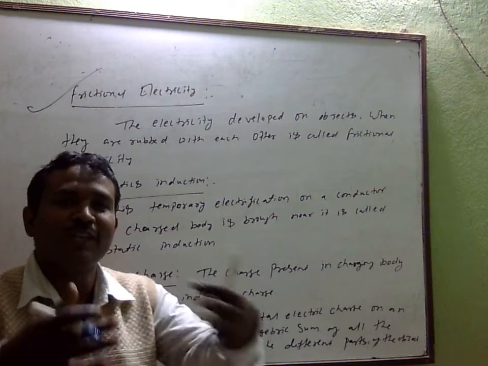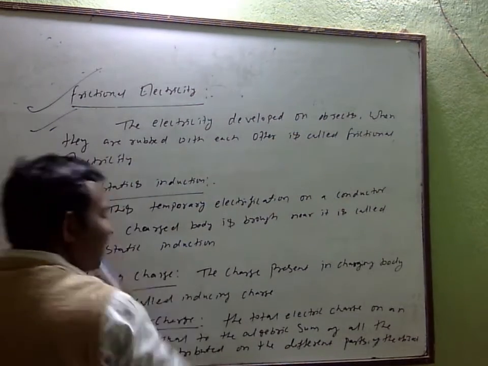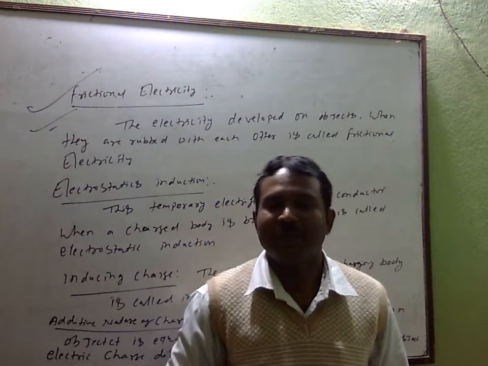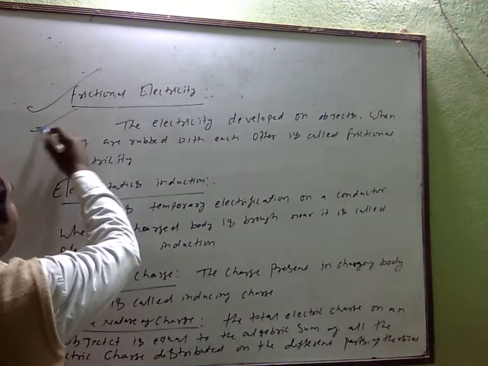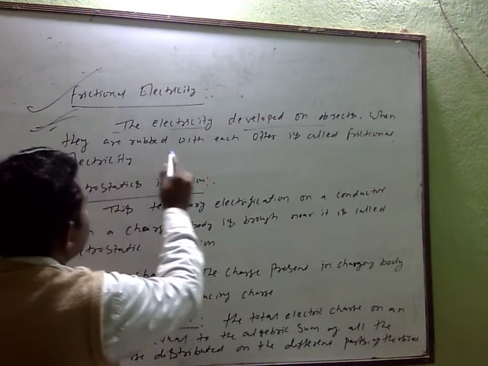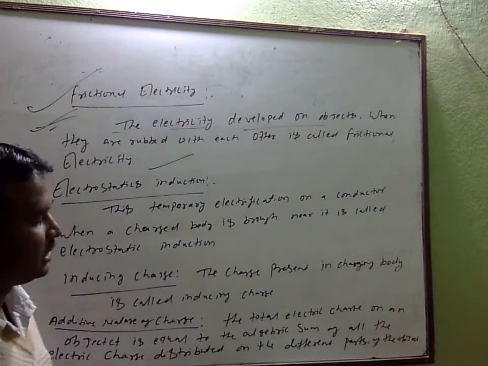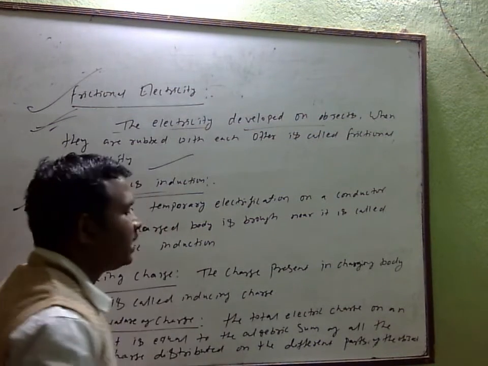So we have the topics, but we should discuss these a little bit. After this, next we will come to the following. So we have: electricity developed on an object when they are rubbed with each other is called frictional electricity. Okay, next also you can see that we have electrostatic induction.